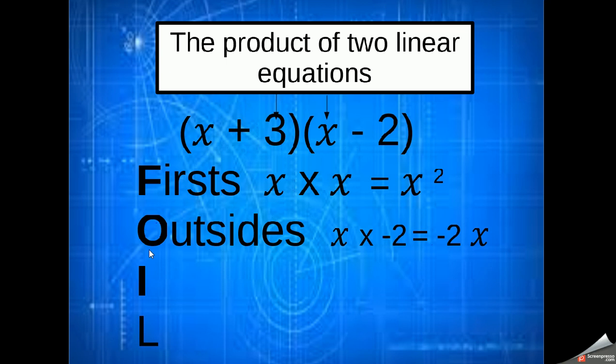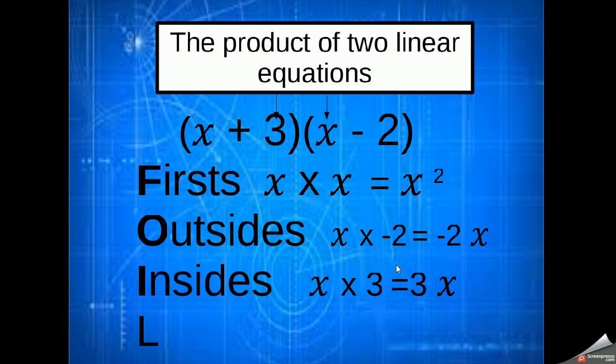Our next letter is O for outside. So the outsides would be the outer side of this bracket, away from the center, which is an x, and the outer side of this bracket, which is the minus 2. And notice I'm saying minus 2 instead of 2, I'm working with the sign. So I've got to do x times minus 2, which gives us minus 2x.